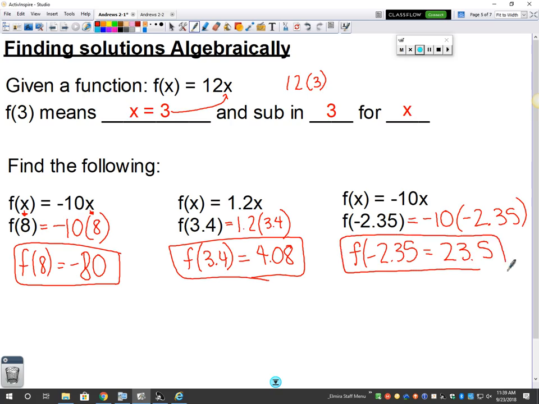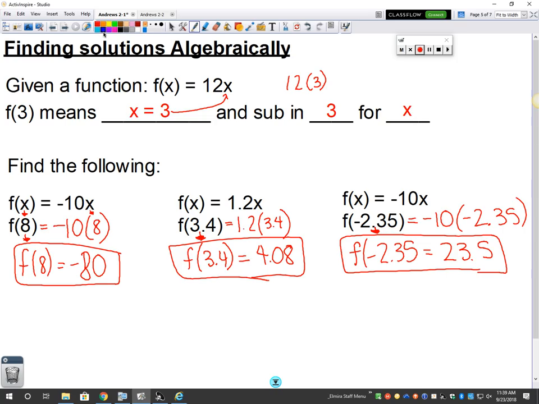Now, you might be saying to yourself, Mrs. Andrews, I noticed that you're carrying down the f of every time and including the f of the number in the answer, in the box that I'm drawing around the answer. And that's not an accident, and it is something you should be doing. It makes a complete sentence out of your answer. Okay, here's the reason for that.